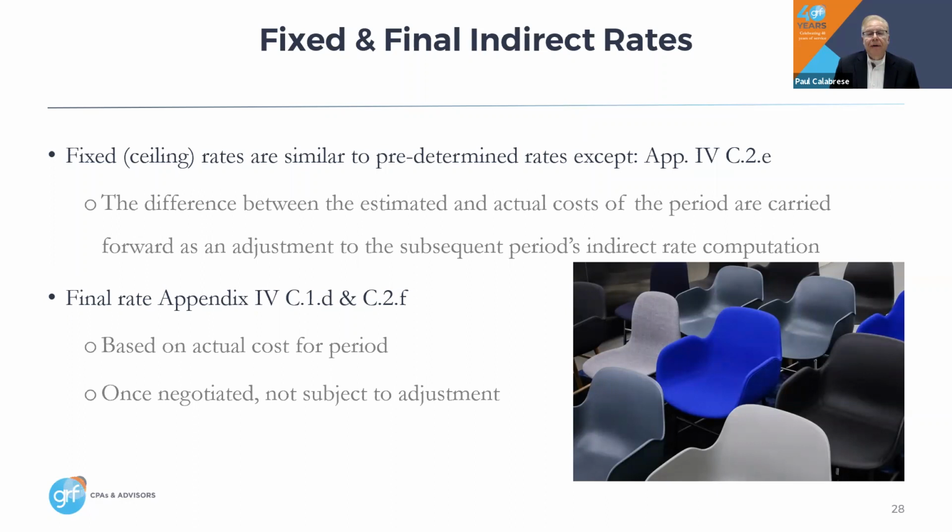So what we find is the most common and the best, and if you have impact, is to say to the government, if they're going to a fixed rate, no, I'd rather have a final rate. The final rate is based on historical costs for the prior fiscal year on which your indirect NICRA is based. Once negotiated, it's not subject to adjustment. And that's the most common one used.